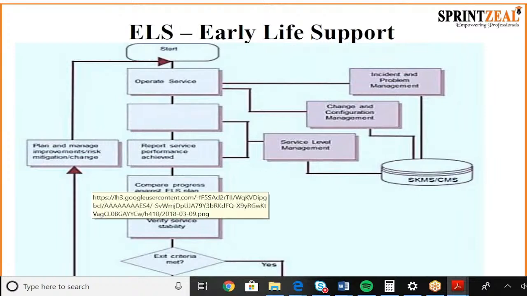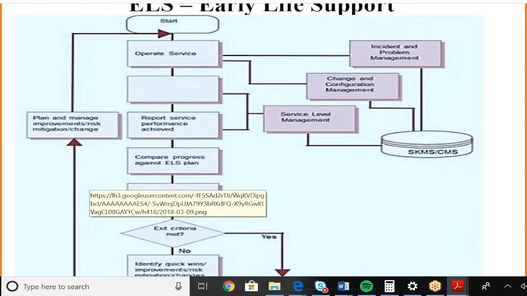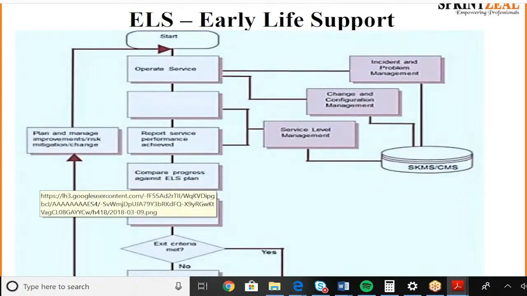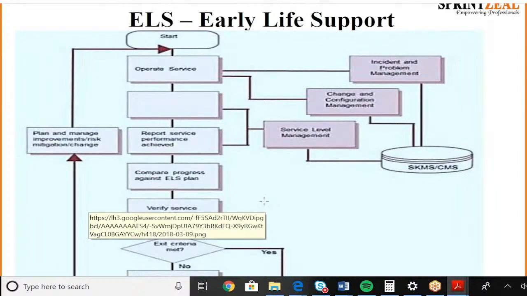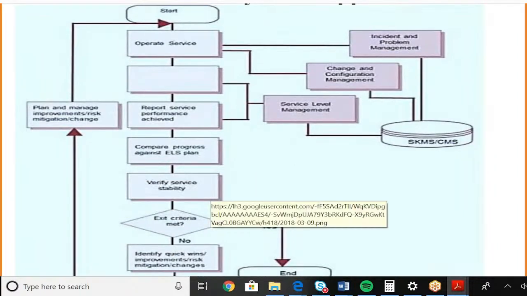Okay. Early life support also is going to report service performance achieved and compare progress against the early life support plan. So once this thing is released, early life support is going to report on service performance. Hey, did we do it? Is everything great? It's going to compare it against the progress in the actual plan. Okay, yes, things went well. Verify service stability. Okay, everything was released. Users are starting to log on.